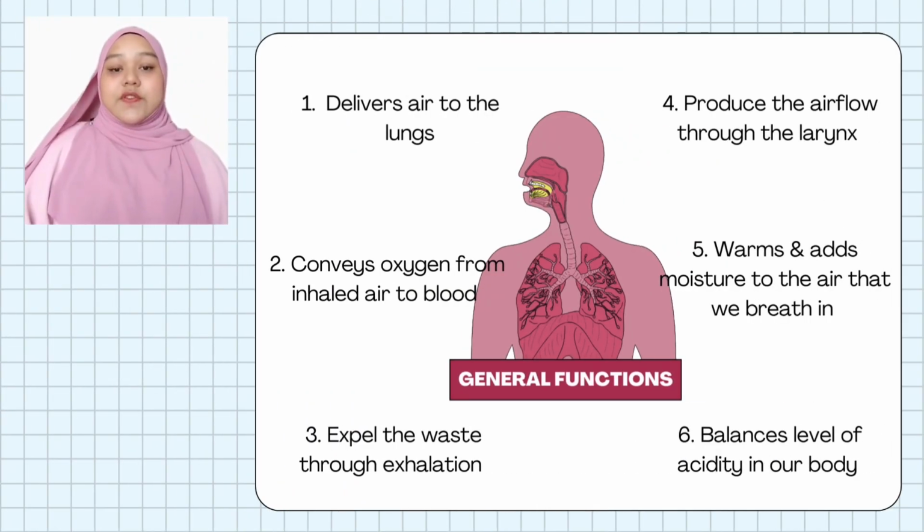Now let's continue with the functions of the respiratory system. Before jumping into the specific functions of the respiratory system, let's look at the 6 general functions of the system, which are to deliver air into the lungs and convey oxygen from inhaled air to blood. Also, expel the waste through exhalation. It also produces the airflow through the larynx, warms and adds moisture to the air that we breathe in, and lastly, helps in balancing the level of acidity in our body.